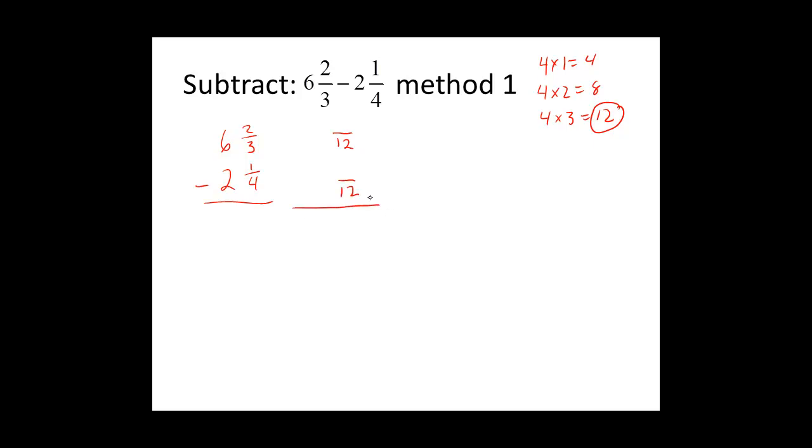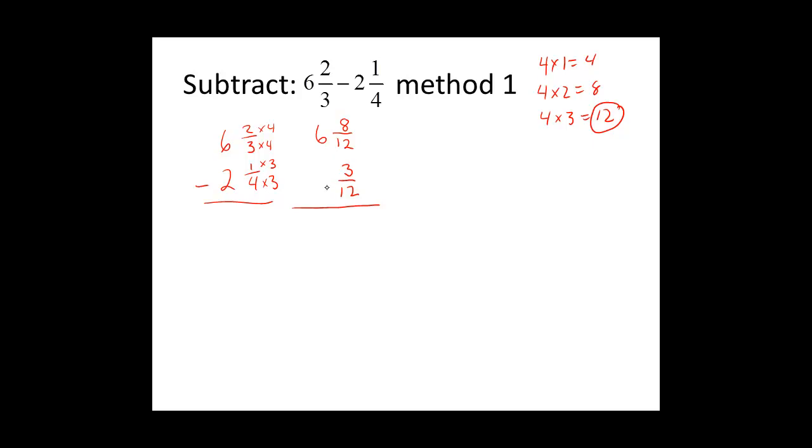So we will ask ourselves, what do we multiply 3 by to get 12? We multiplied by 4. So we need to do that to the numerator as well. 2 times 4 is 8. What did we multiply 4 by to get 12 here? We multiplied by 3. So we need to multiply the numerator by 3. 1 times 3 is 3.